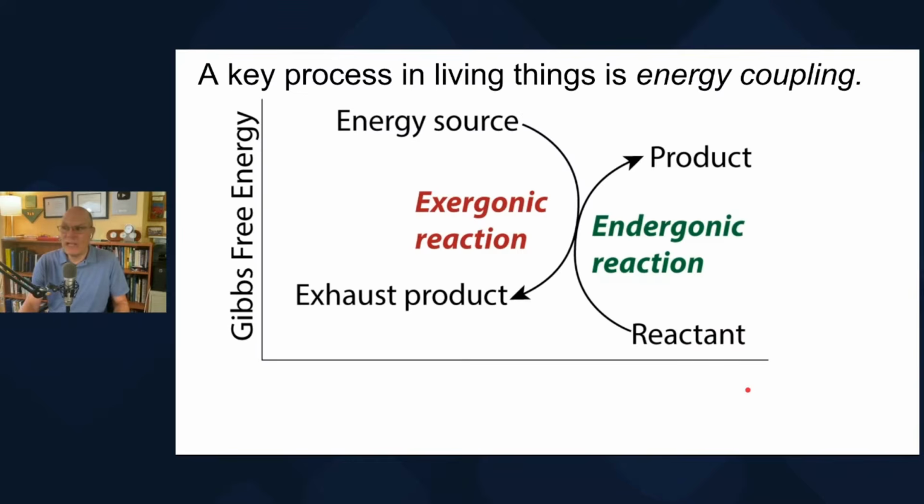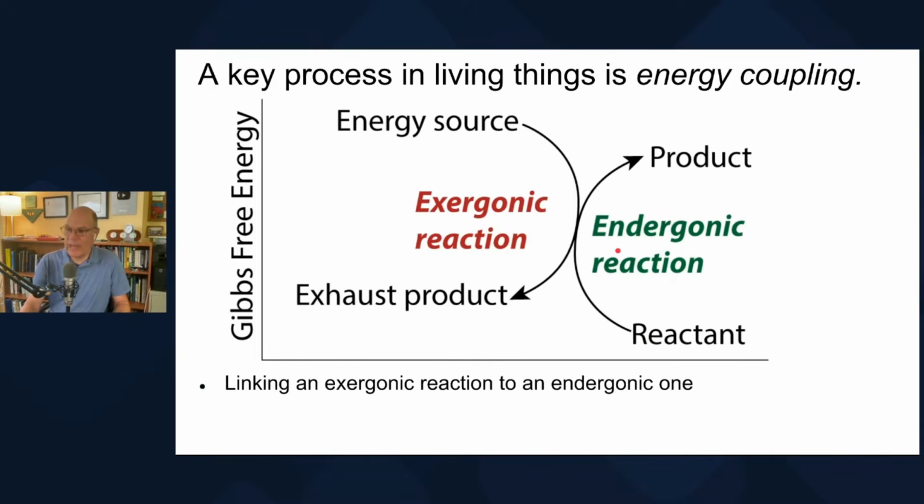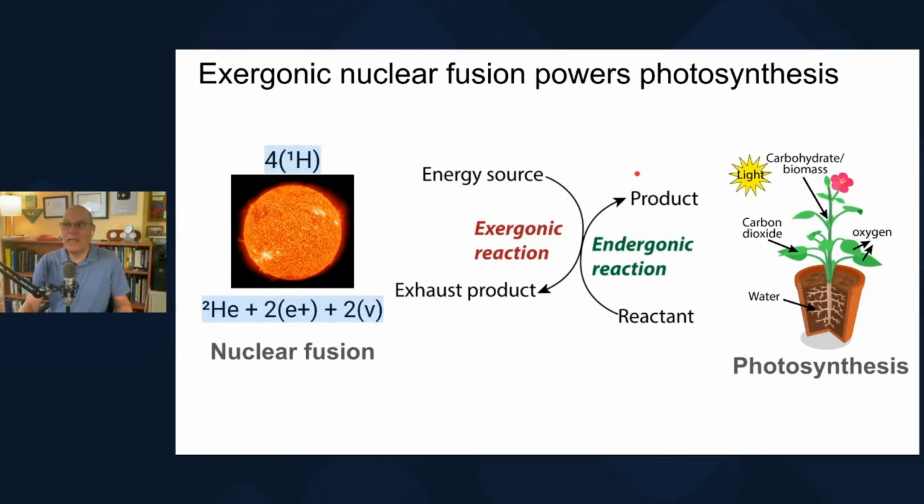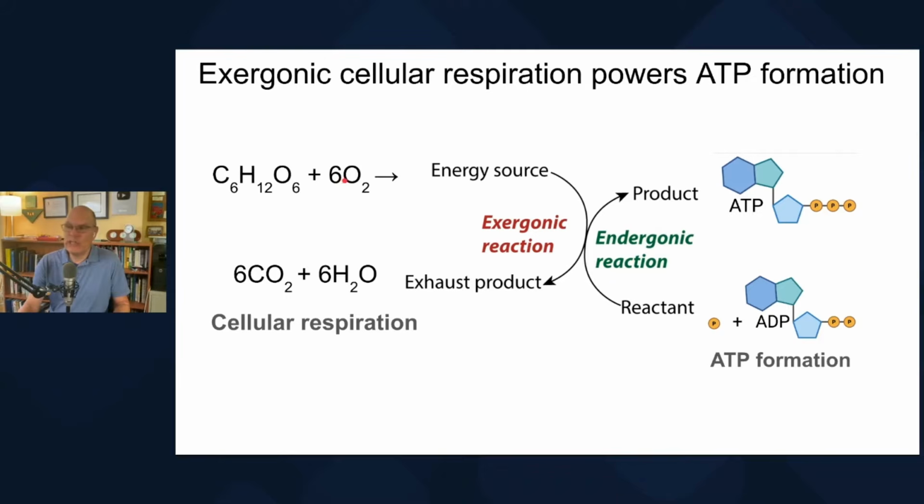A key process in life is what we call energy coupling. In energy coupling, exergonic reactions are linked to endergonic reactions. And the exergonic reaction provides the energy that drives the endergonic reaction forward. Exergonic nuclear fusion in the sun creates the light that powers photosynthesis. Exergonic cellular respiration powers ATP formation.